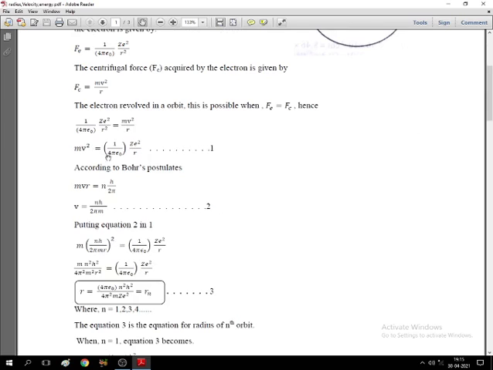Half mv square is equal to 1 upon 4 pi epsilon 0 into Z e square upon r. Now according to Bohr's postulate, one of the postulates is that the electron will move in an orbit for which angular momentum is an integral multiple of h upon 2 pi.